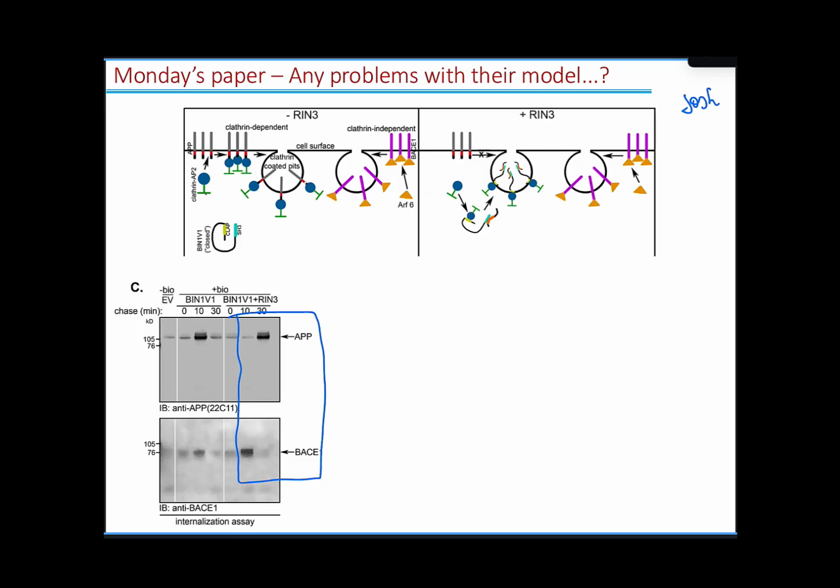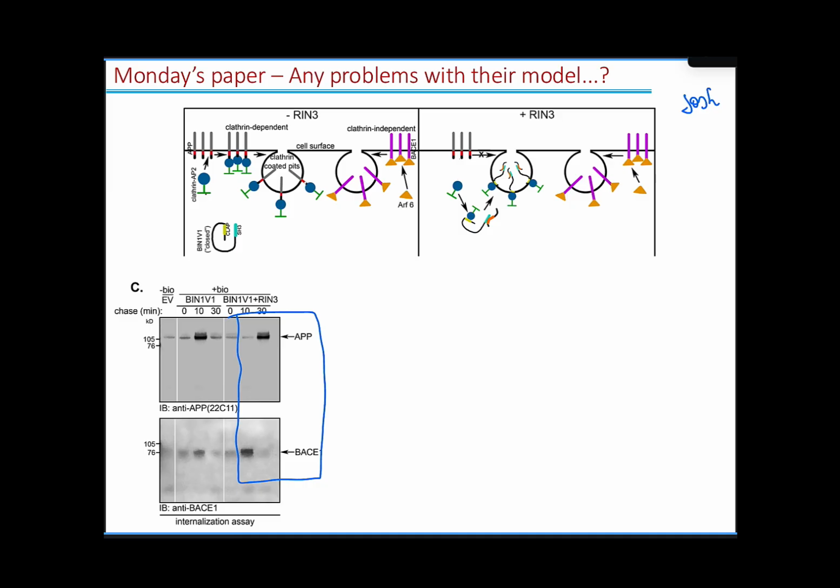What you're saying is that base 1 should be internalized along with APP by 30 minutes, not before, because base 1 is what normally cleaves APP. When you're saying it should be there, you're almost assuming that because an enzyme has a substrate, the enzyme should follow the substrate everywhere it goes, right? But that's a very strong assumption.